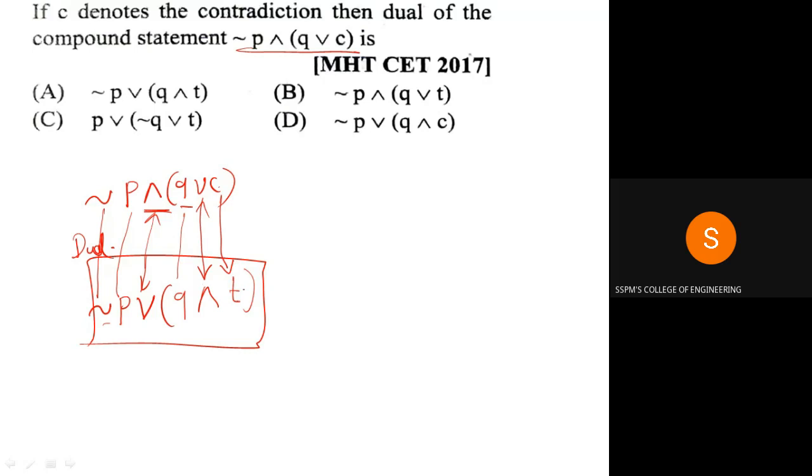This is the correct answer here. So which option is the correct option? Negation of T, so this is not the correct option. P or Q and C is not correct. The first is the correct option: negation P or Q and T. Easy examples are there on logic.